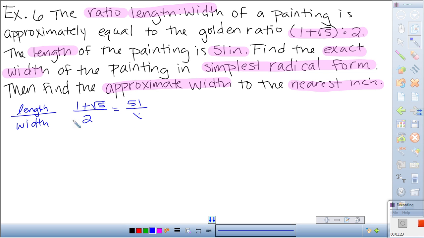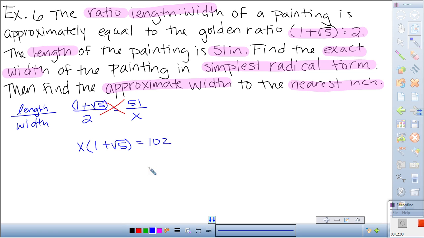So what we've done here is we've set up a proportion. Remember, most of the time, when you have 3 pieces of information and you need to find a 4th piece of information, you need to set up a proportion. And then how do you solve proportions? Well, we simply cross-multiply and solve. So I have x times 1 plus the square root of 5. Remember, when you have more than one term, you've got to have those parentheses. So I have x times 1 plus the square root of 5 equals 2 times 51, which is 102.